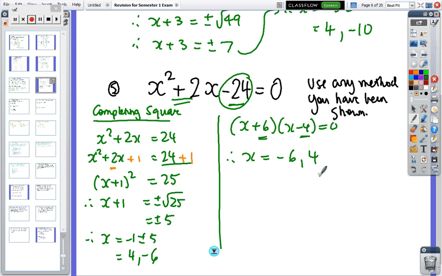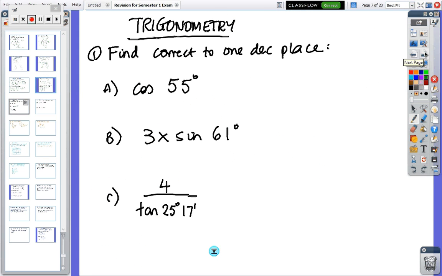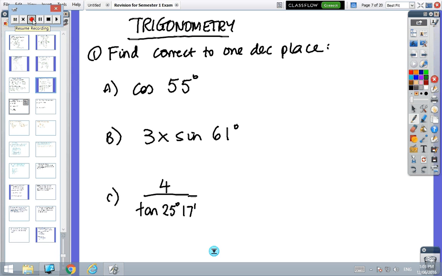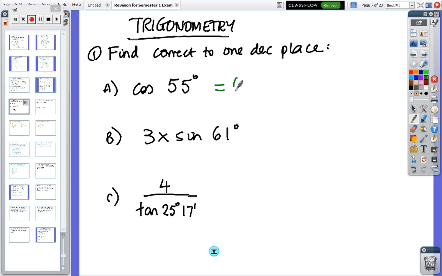Okay, moving across. Okay, so we're doing some trigonometry, and just have a go at these. When you're ready, come back live. Just make sure your calculator's in degree mode. You need a D at the top of your calculator just in case someone's been playing with it. So cos 55 to 1 decimal place. Okay, so it's 0.573 ... and to 1 decimal place is 0.6.